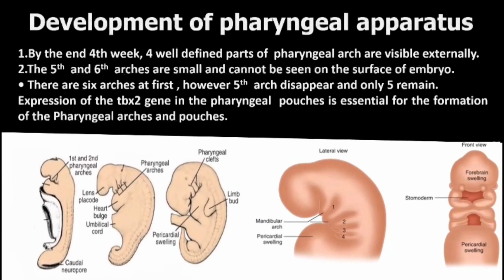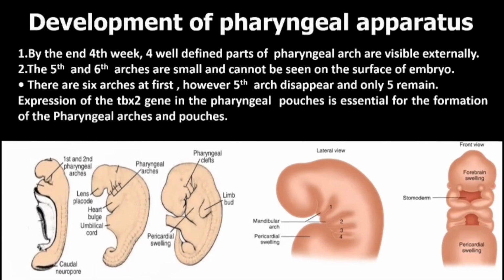Now, before heading toward the development of thyroid gland, we'll be having a brief about pharyngeal apparatus. By the end of 4th week, there is a development of 4 pharyngeal arches, which is visible externally between the head bulb and pericardial bulb. 5th and 6th arches are small, so they are not visible externally. At beginning, there are 6 arches, but during the developmental process, 5th arch disappears and only 5 arches remain.